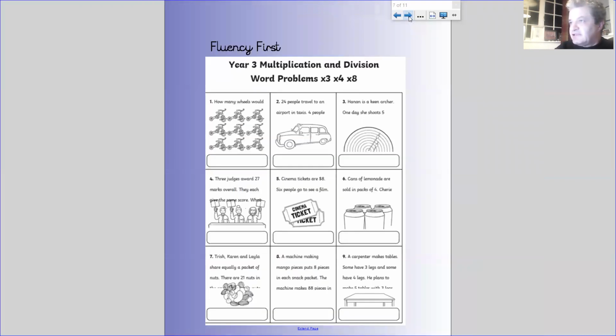Okay, the next page. My fluency first is these Year 3 multiplication and division word problems. So reading the questions and thinking about how to answer them. It's really knowing your 3, 4, and 8 times tables, and applying that knowledge to answer these questions. Okay, so that's what we'll be doing for fluency first. Have a go at all those and let me see your answers.